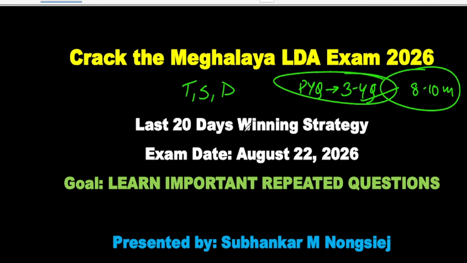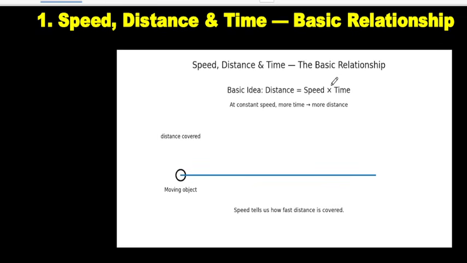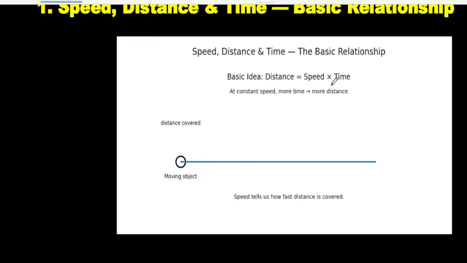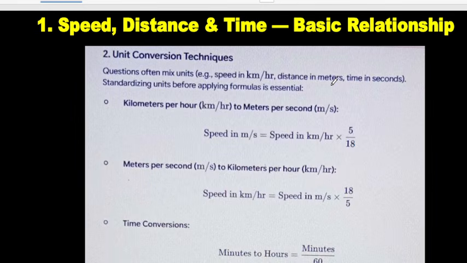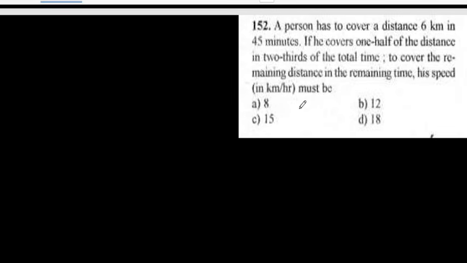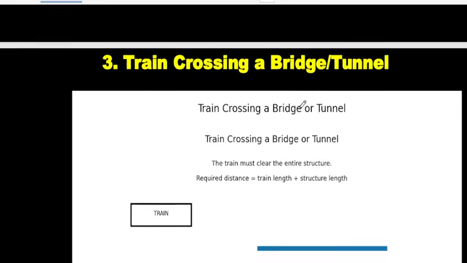Yesterday, if I give a quick revision, we covered the relation between speed, time, and distance, and I explained how this relation comes about. After that, we saw the basic conversion of one unit to another based on the requirement, and we covered some good questions like this one. Along with that, we covered another concept of a train passing a person and a train passing a tunnel or bridge.